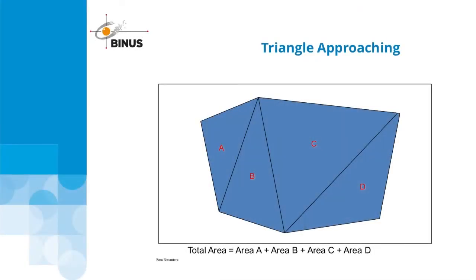After the area of each triangle is obtained, to calculate the whole area, sum up the area of each triangle. Therefore, the total area is area A plus area B plus area C plus area D.